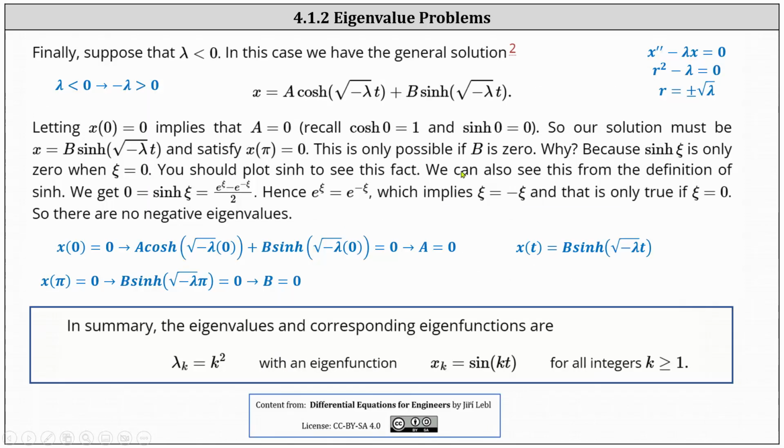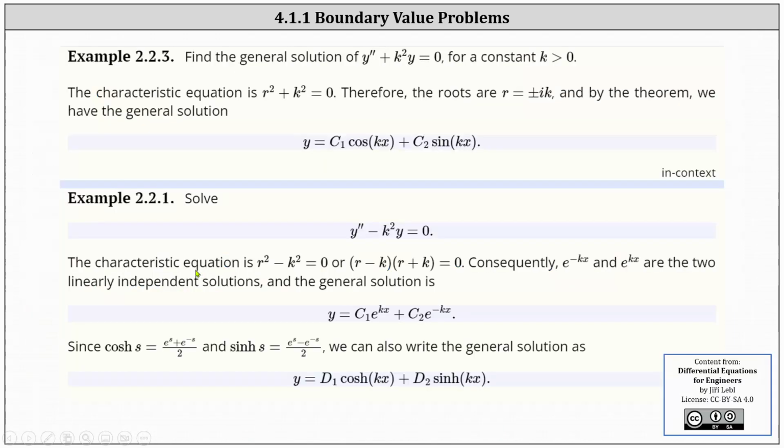For lambda less than 0, the general solution is in the form of x equals a hyperbolic cosine of square root negative lambda t plus b hyperbolic sine of square root negative lambda t. If you're wondering where this general solution came from, recall from a previous example, if the characteristic equation has two real distinct roots, we can express the general solution as y equals c1 e to the kx plus c2 e to the negative kx. But if we use the definitions of hyperbolic cosine and hyperbolic sine, we can also express a general solution as y equals d1 hyperbolic cosine kx plus d2 hyperbolic sine kx.